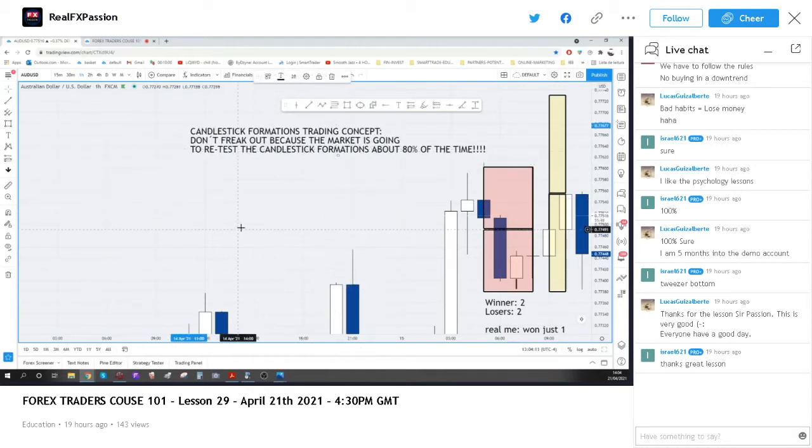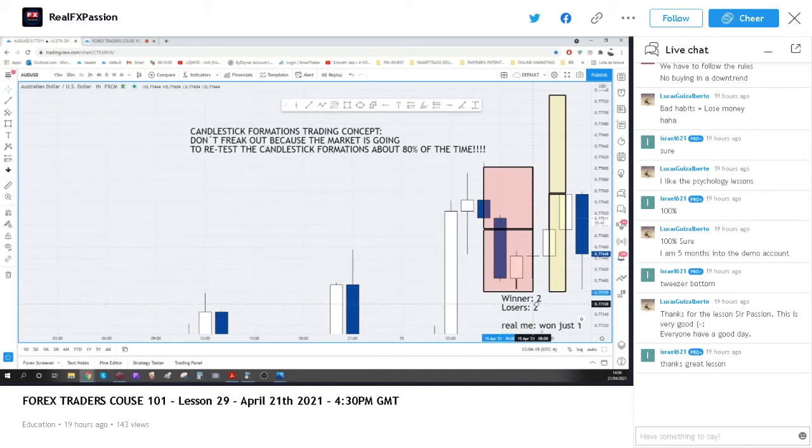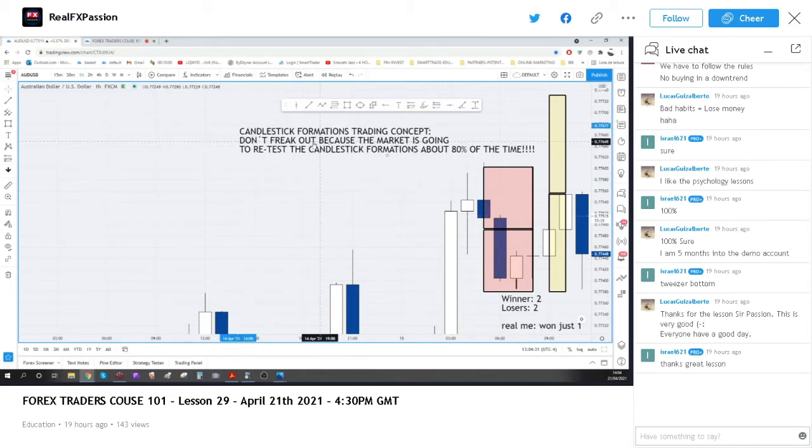Okay, beginner traders, candlestick formations trading concept. I just entered, and I am stressed and frustrated, because I didn't enter here, I entered here, and as soon as I enter, the market goes against me. Who can relate to this? Can you relate to this, everybody? Does this happen to you? Looks like magic, right?